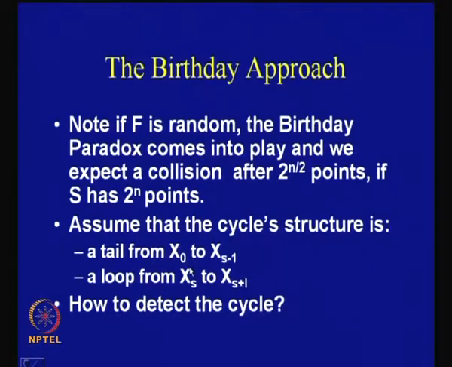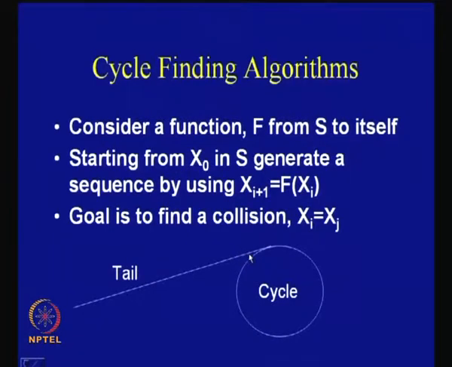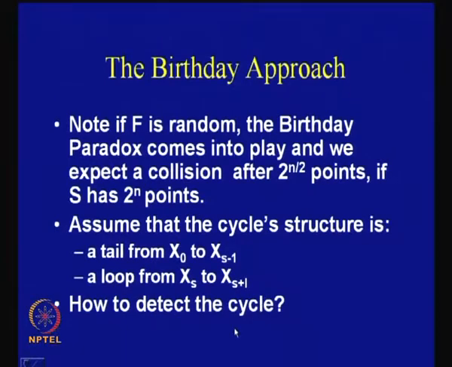So assume that the cycle structure is like this: there is a tail from x0 to xs minus 1, and there is a loop from xs to xs plus L. From x0 to xs minus 1 you come here, this is the tail, and then from the next one, that is xs to xs plus L, there is a kind of cycle. So this cycle has got a length of L. Now the question is, how do you detect this cycle?